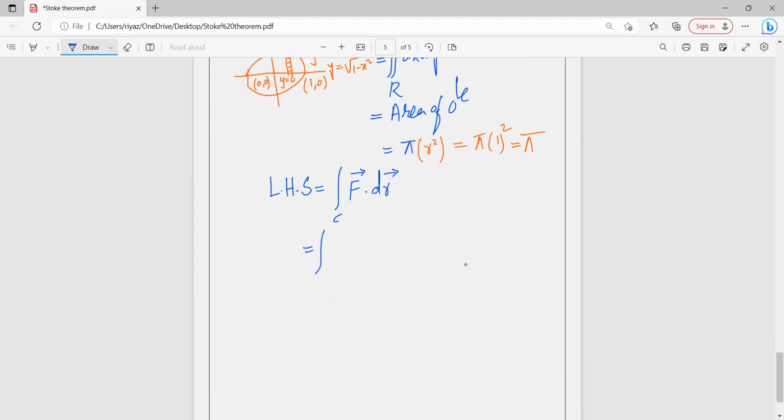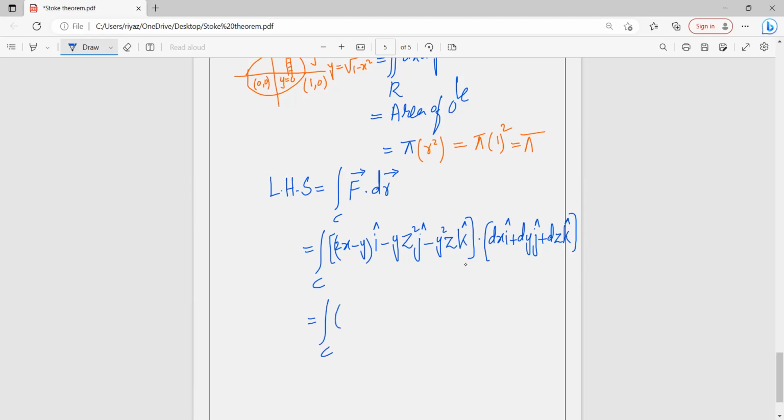That is equal to integral over C. F value we got, we have already: (2x minus y) i cap minus y z square j cap minus y square z k cap, dot dr. dr की value dx i plus dy j plus dz k, because r value is xi plus yj plus zk, we have to just differentiate. Now you see, integral over C, i dot i is 1. So what is left is (2x minus y) dx.